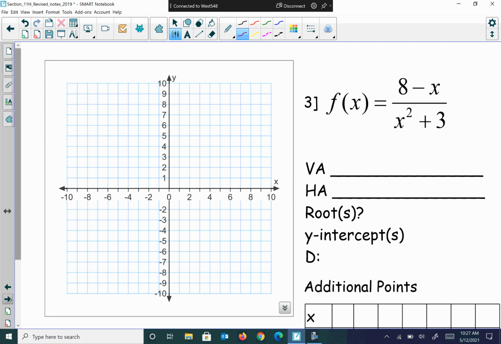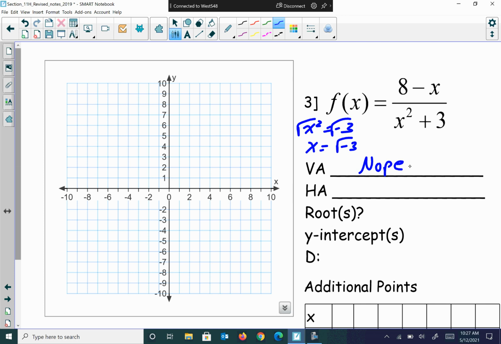All right, so let's see here. If I set the denominator equal to 0, so I get this, I take the square root, x is equal to the square root of negative 3. My friends, where is the square root of negative 3? Not here. Vertical asymptote doesn't exist.